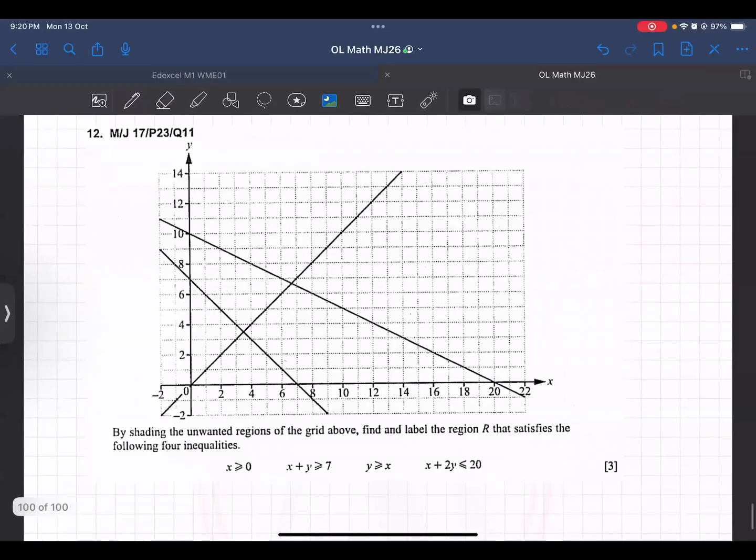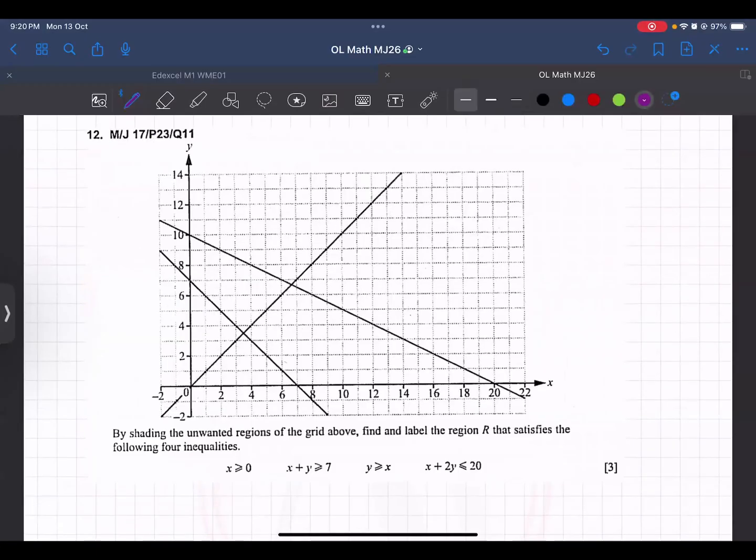First, you will identify which line is which. x is greater than or equal to 0. This is x equals 0, which axis? The y axis, which is this vertical line. Always remember, x equals 0 is the y axis, and y equals 0 is the x axis. Then x plus y greater than or equal to 7.